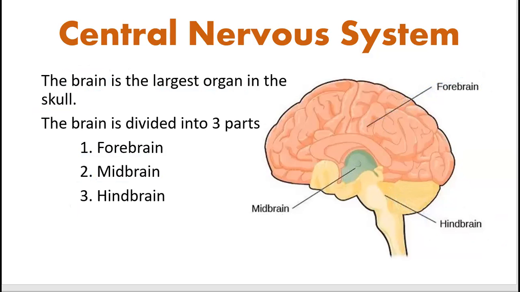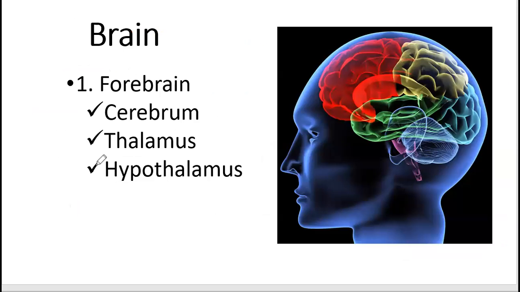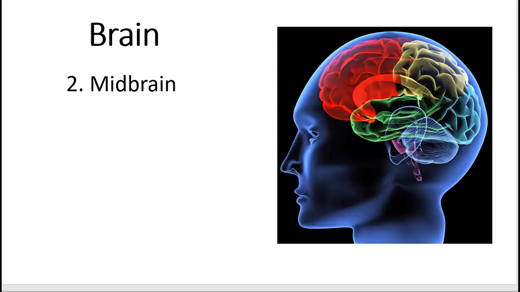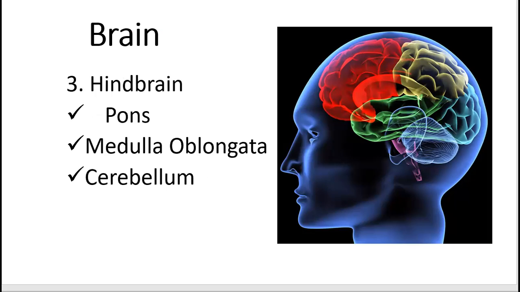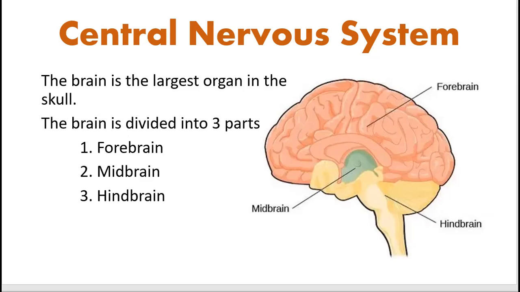All right, now let's have number one, forebrain. In forebrain, you do have cerebrum, thalamus, and hypothalamus. Okay, so we have the midbrain or the middle brain, and in the hindbrain, we have the pons, medulla oblongata, and cerebellum. Just remember all those major parts of the brain. Again, we have forebrain, midbrain, and the hindbrain.